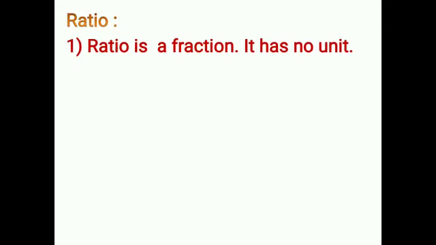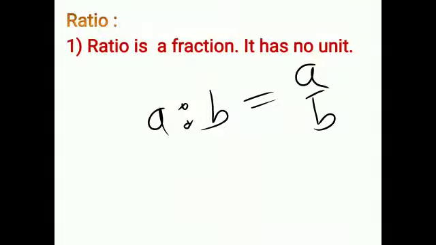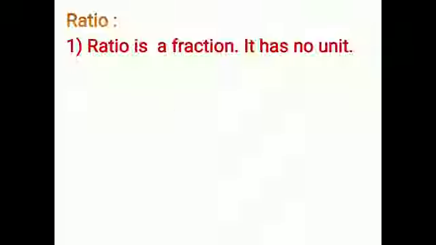Now next are some important points for the ratio. The first point is that a ratio is a fraction and it has no unit. Fraction means what? Here we can write A is to B. You can write A is to B as A divided by B, that means in the fraction form. So A is the numerator and B is the denominator. That means a ratio can be written in the fraction form and it has no unit.